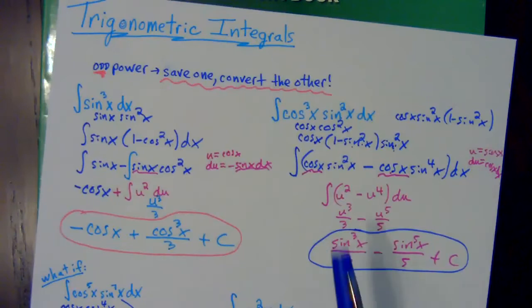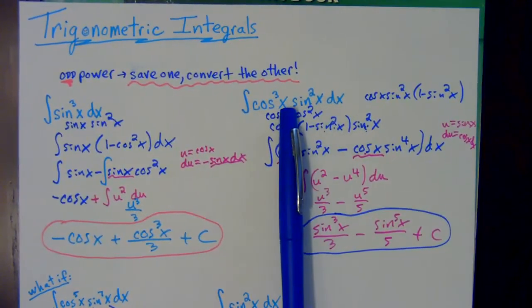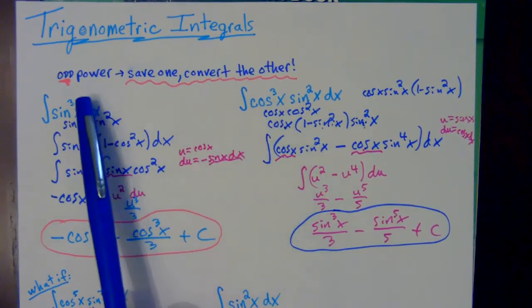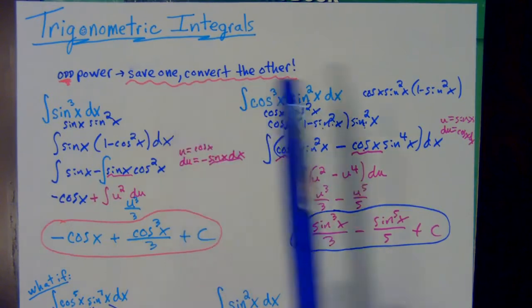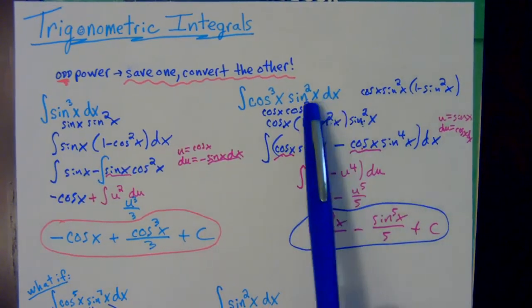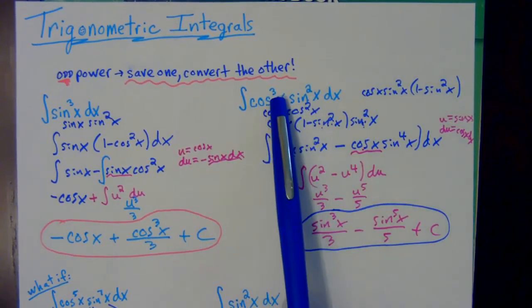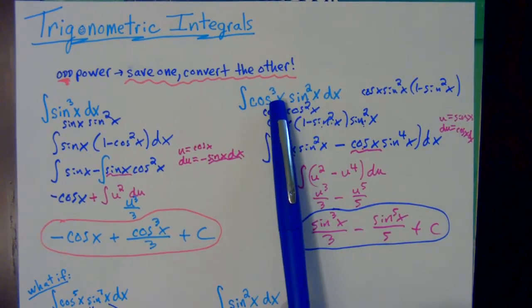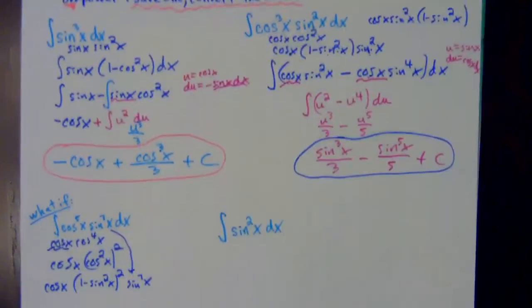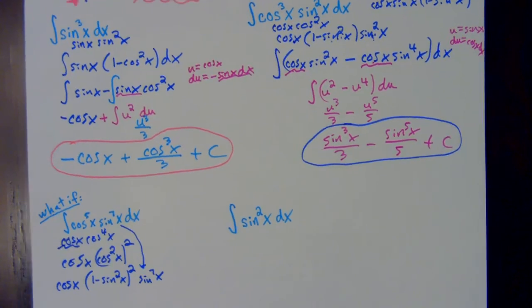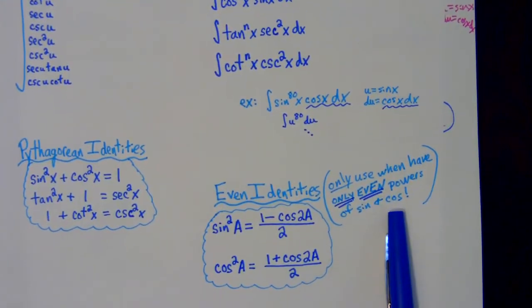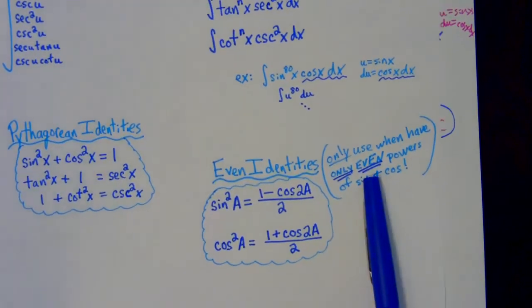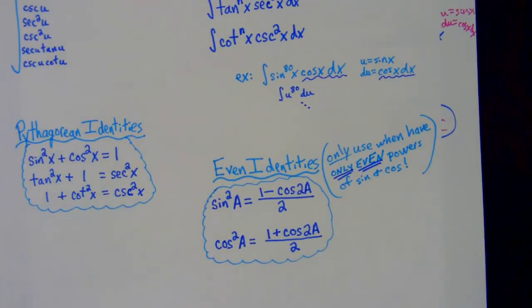Right here, I didn't only have even powers of the sine and cosine. I had that odd power. So if you see that odd power, make sure you do that technique. Do not use the even identities on this problem when you have that odd power. Now, if that was a cosine to the fourth, sine squared, well, then I'm going to think about using those even identities. That's when I'm going to use those, if you have only even powers of the sine and cosine. Each year, people will try to use those when they shouldn't, and it doesn't work out, right? So only use those when there are only even powers of the sine and cosine.